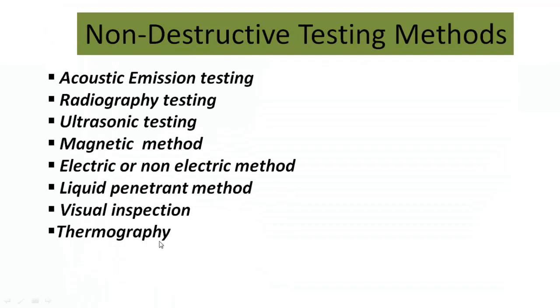So a total of 8 methods are given here, but we have to study only 3 methods in detail, and these are acoustic emission testing, radiography testing and ultrasonic testing. But you should know the other methods also, so the list of these methods is given here. Now let us start this lecture with the first non-destructive testing method, that is acoustic emission testing.